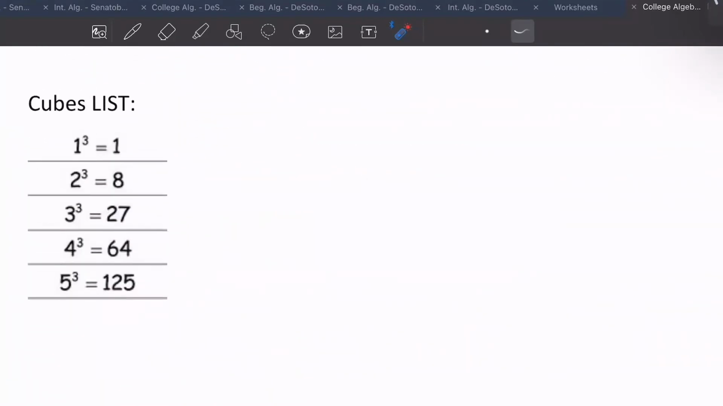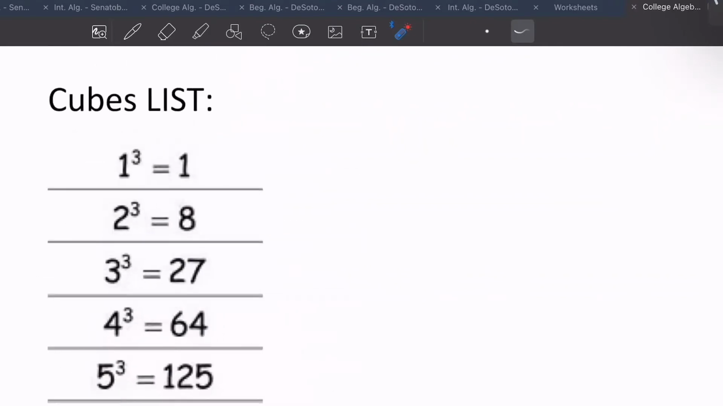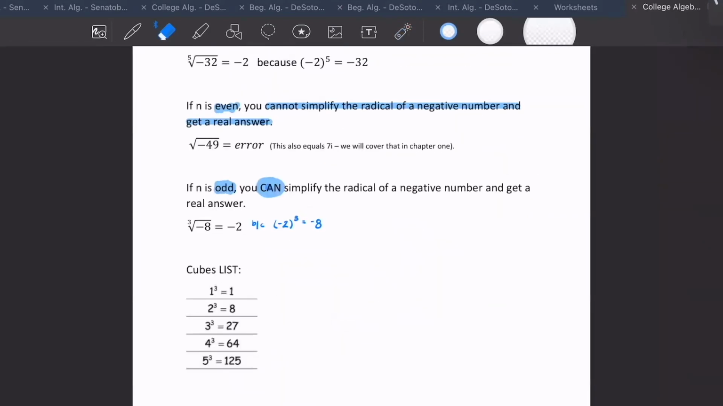So here is a cubes list. We're going to work some examples. I didn't go very high because these get bigger very quickly, since we're cubing it, not squaring it now. But we have 1, 8, 27, 64, 125. Those are the normal ones that you're going to see most of the time.